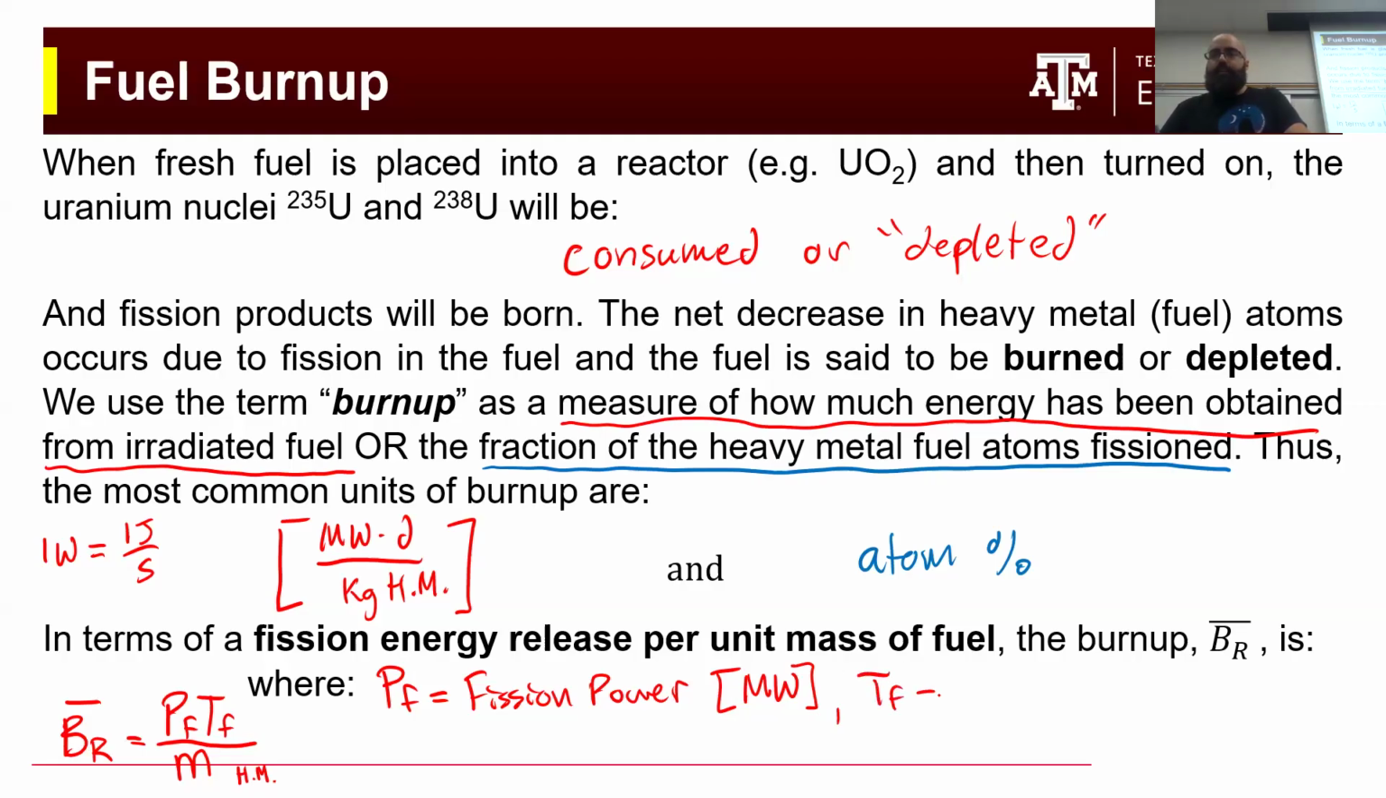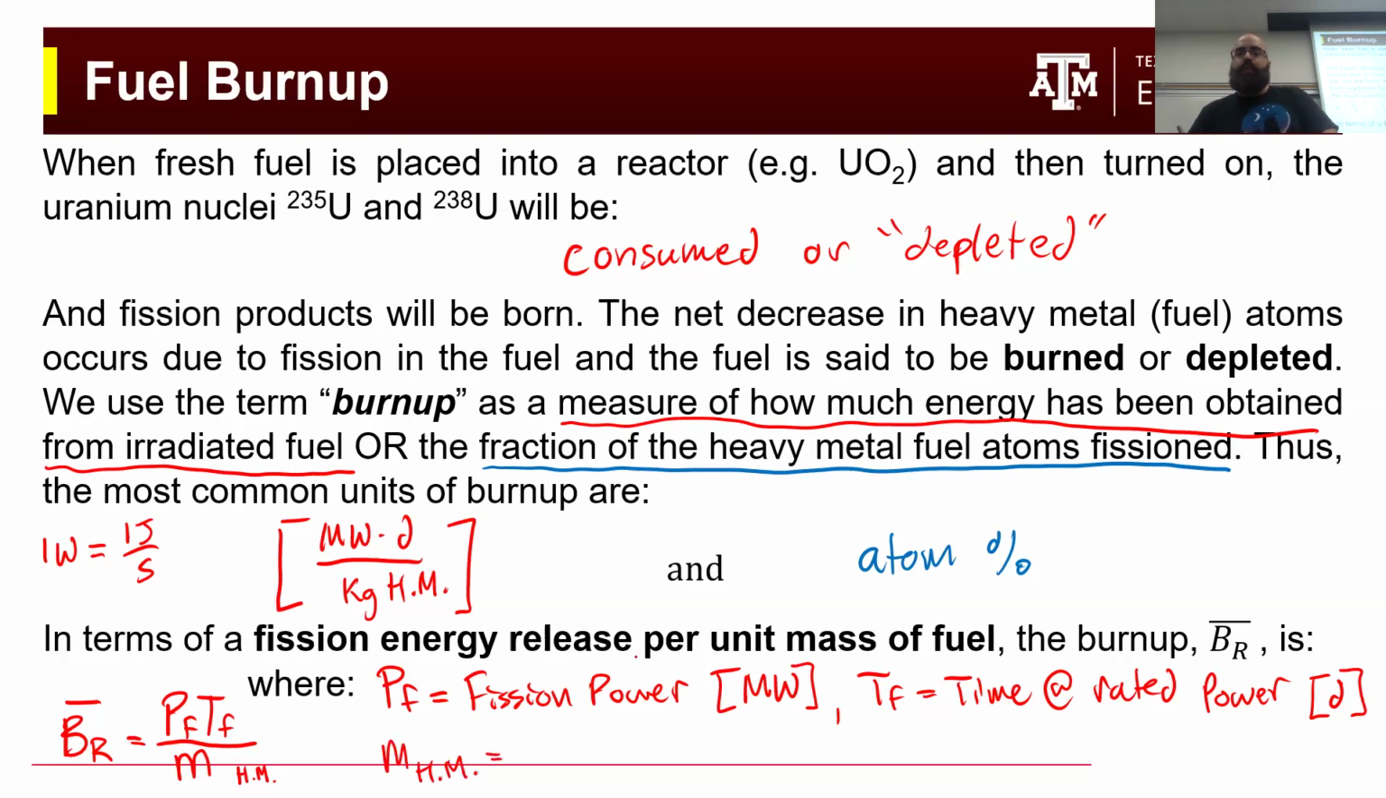TF, that is what I would call the time at rated power. That's going to have units of days. And then the MHM is the mass of initially loaded heavy metal. And that's in units of kilograms.